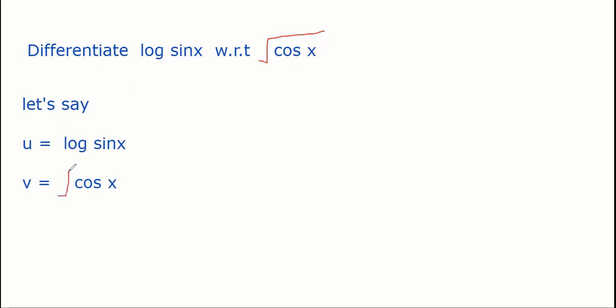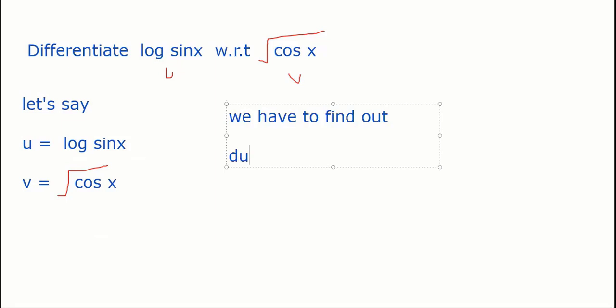I am just assuming it. So u equal to log sin x and v equal to root of cos x. So we have to differentiate this u, this is my u and this is my v. Finally, what we have to do, means we have to find out differentiation of u, that is du, with respect to v, that is dv. So this is what we have to solve.